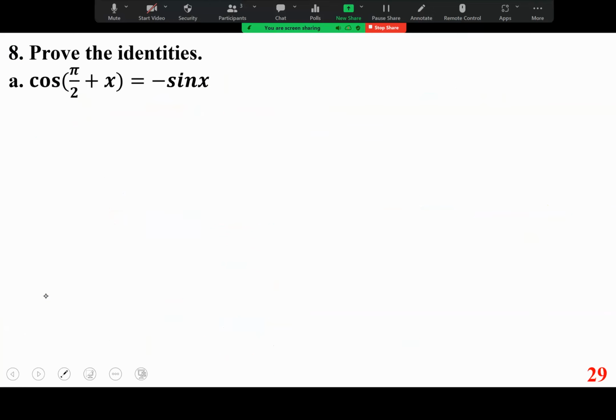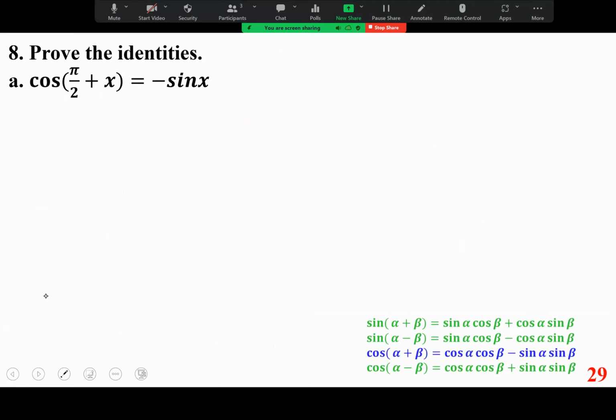Prove the identities, and I'm going to remind everybody of sine of alpha plus beta is sine alpha cosine beta plus cosine alpha sine beta. If it's negative, we're going to get a negative here. Cosine alpha plus beta is cosine alpha cosine beta minus sine alpha sine beta. So we are going to use this one, where alpha is pi over 2, beta is x. So cosine of pi over 2, cosine x, minus sine of pi over 2, sine x.